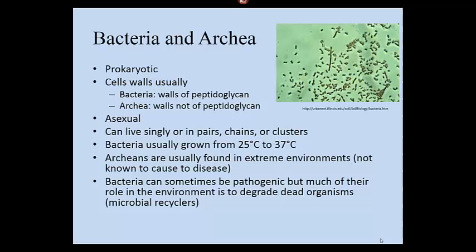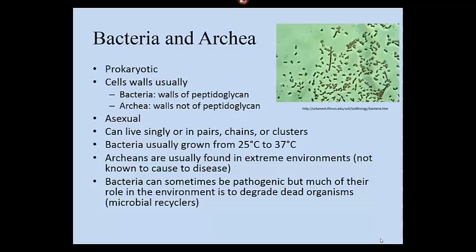Your lab is again going to give you a wonderful visualization of that. The bacteria typically grow from 25 degrees Celsius, which is below body temperature, up to 37 degrees C, which is body temperature. A few can survive a little higher than that. The archaebacteria, the archaeans, are usually found in very extreme environments. You have thermophiles that like very hot environments, halophiles that like very salty environments. We could go on. But they are not known to cause disease. They're some of the most ancient organisms on planet Earth.